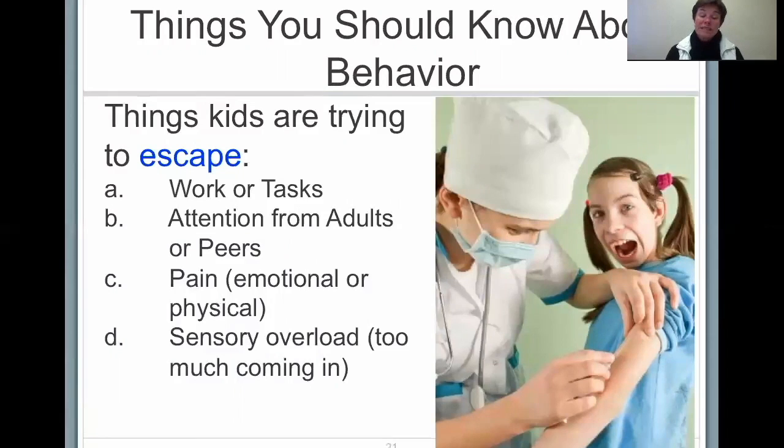We use the word escape to describe a student's efforts to get out of something. In the school setting, escaping work or tasks a student does not want to do is a common form of escape. However, there are other things that a student may try to escape from, including attention from peers or adults, pain, or being on sensory overload.